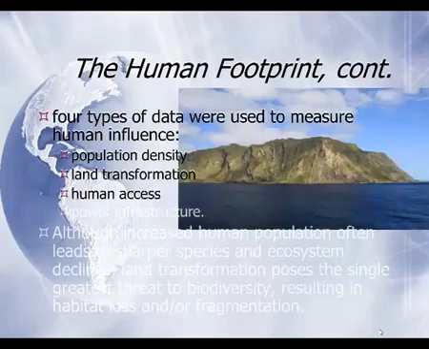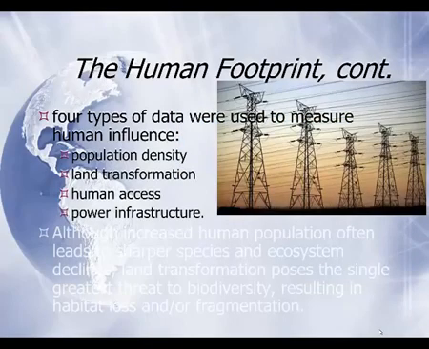Human access. Is the land easily accessible to humans? Some areas are not easily accessible. The Rocky Mountains is a perfect example of that in the United States. It's an area of land that is extremely difficult to access. And then finally, power infrastructure. Obviously, people are not going to live in abundance in areas where there isn't good power infrastructure. So if people are not able to live there, there's going to be minimal human influence.